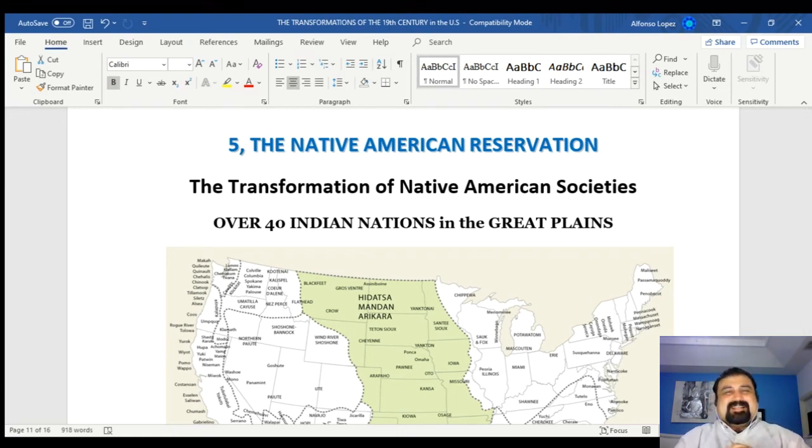aspect of transformation, of how the Wild West is going to change. And this is the fifth and last one, of course, and that is the transformation of the Native American societies that inhabited this region, as they're moving into a whole new setting, in other words.